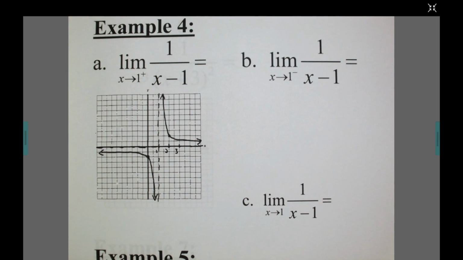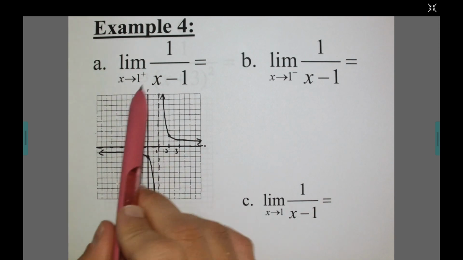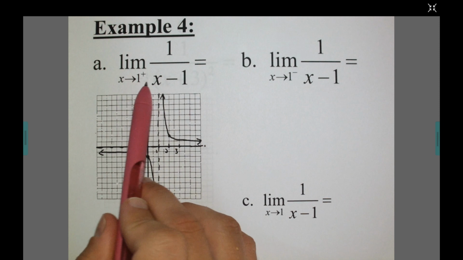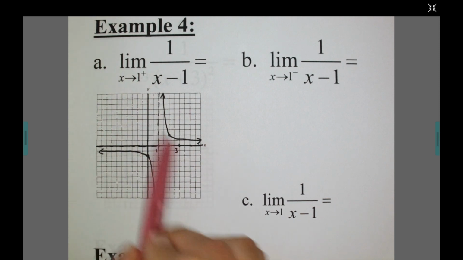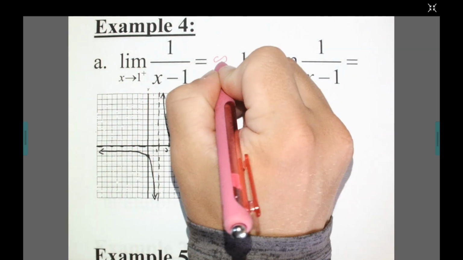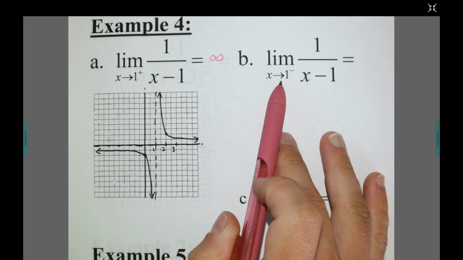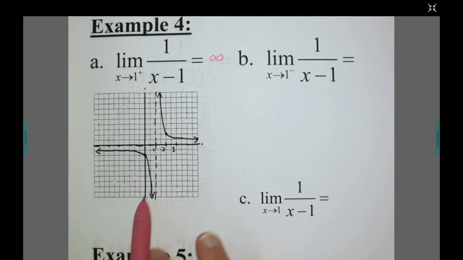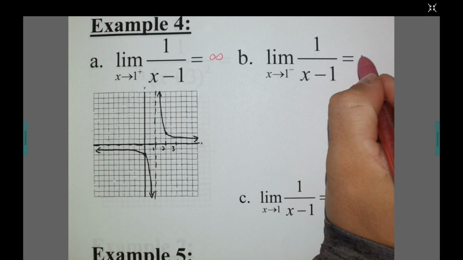So our overall limit as x goes to 0 does not exist. Example 4, we got another rational function for you. The graph is provided again. We're going to an x value of 1 from the right. The value goes up, so that's positive infinity. Going to 1 from the left, the function's going down to negative infinity.